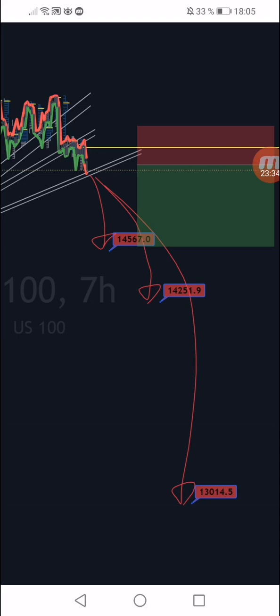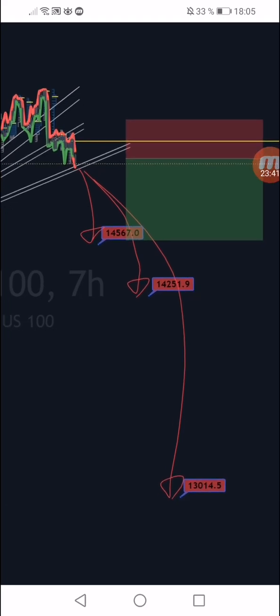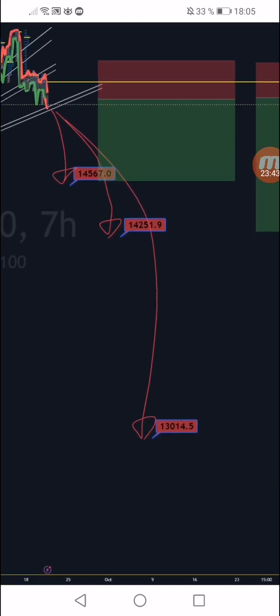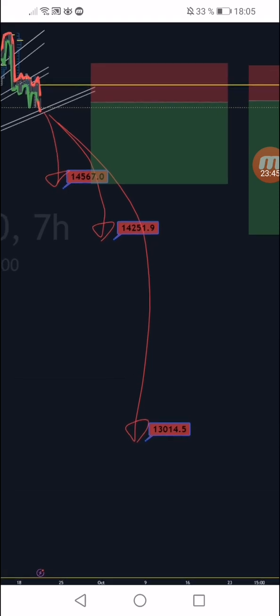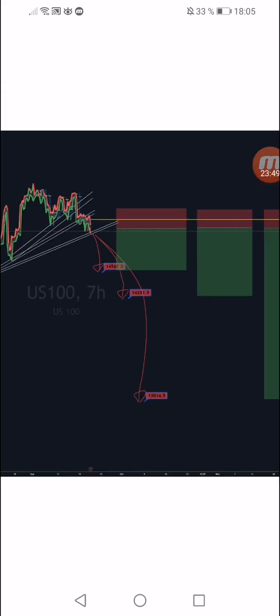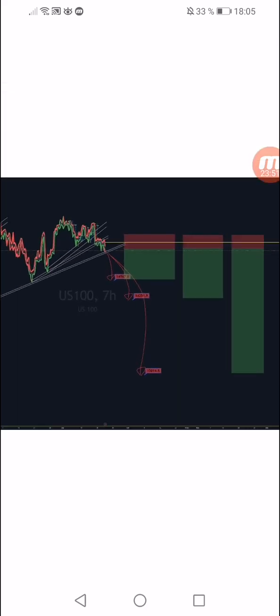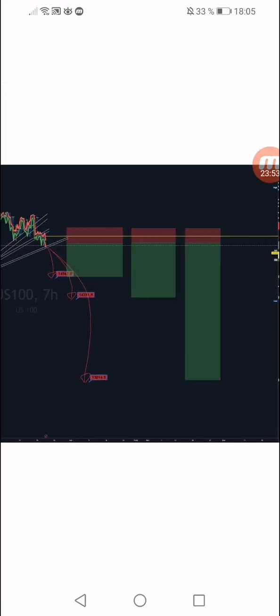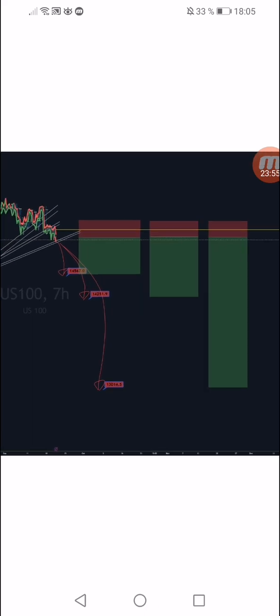The price is 14,767 now, and after reaching that, we go to 14,251, and then Nasdaq will go back to 13,014, right? So you've got to see that and look at the profit potential.